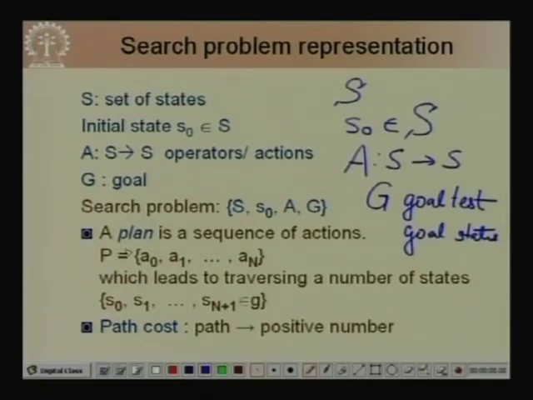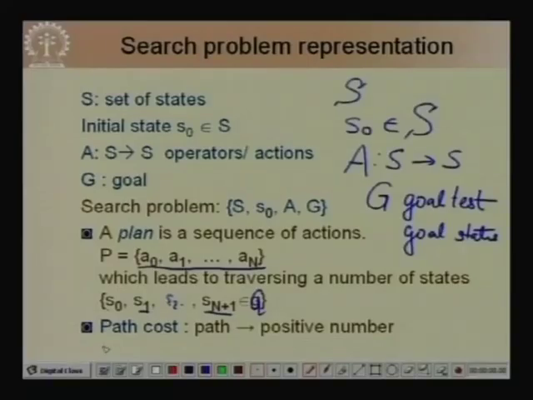A solution to a search problem is a plan, which is a sequence of actions A0, A1, up to AN, which leads to traversing a number of states. Starting from state S0, by applying action A0, the agent goes to state S1. From S1, by applying action A1, the agent goes to S2 and so on. Finally, the agent arrives at state SN+1, and if this plan is a solution to the search problem, then SN+1 must be a goal state.